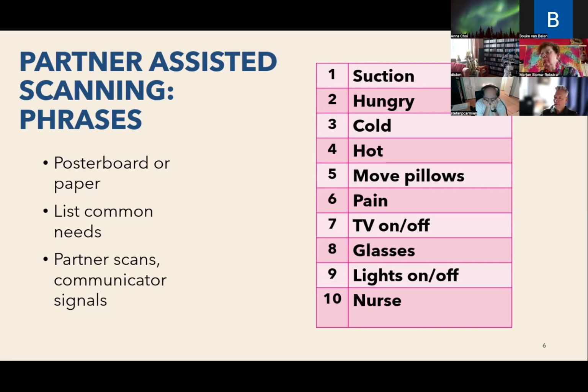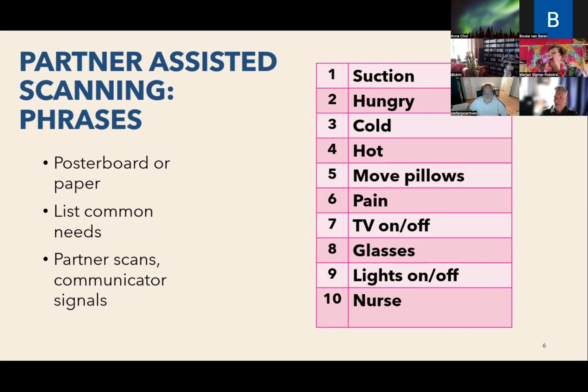I've seen people go into people's homes where they have two big poster boards right up in front of the person with all of the common requests, and the family can scan through the poster board and watch the person who is locked in identify and give the signal when they get to the right request. So, for example, number one is suction. Number two is I'm hungry. I'm cold. I'm hot. Please adjust my pillows. So you can customize this poster or this board to the person's needs and have it reflect their most common requests.